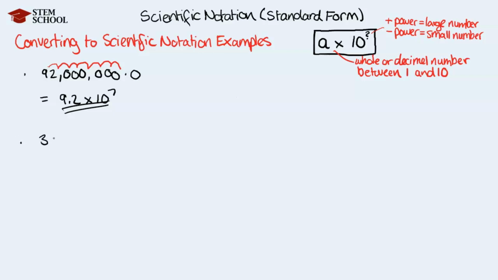Now, let's do the second example. Let's do 305,000. Okay, same as before, we need a whole or decimal number between 1 and 10.